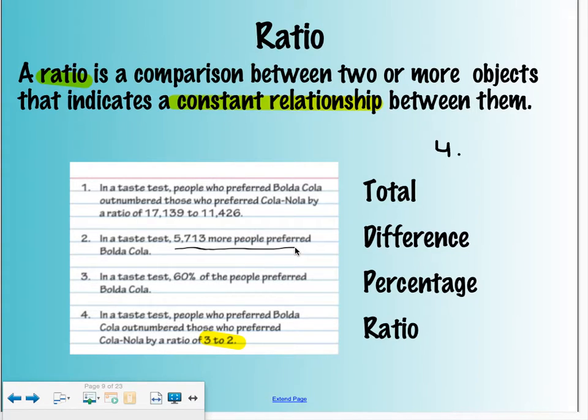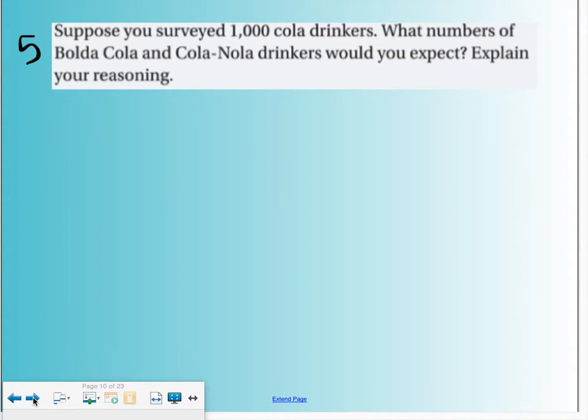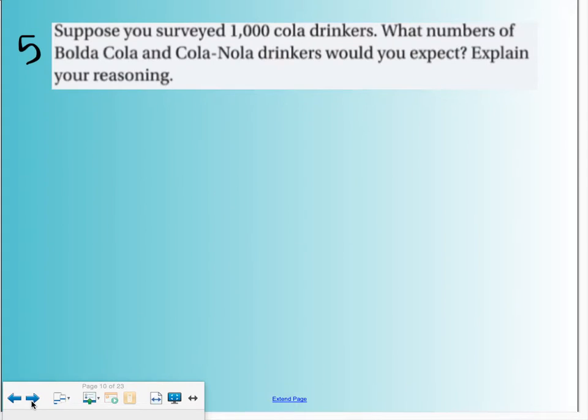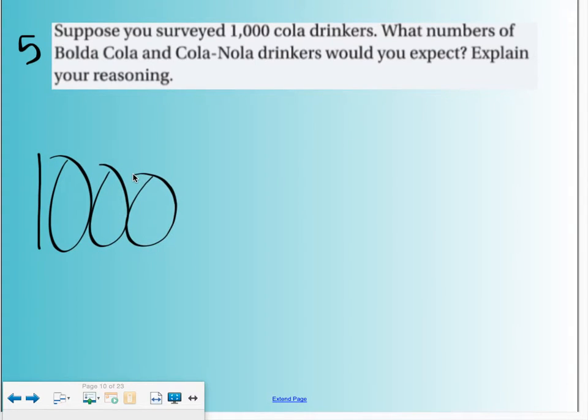Oh, okay, so, suppose you surveyed 1,000 cola drinkers. Using this information, what can we assume about a sample size of 1,000? So, what can we predict about 1,000 people? So, how many do we think will like Border Cola and Cola Nola, and why? So, okay, let's hear it.